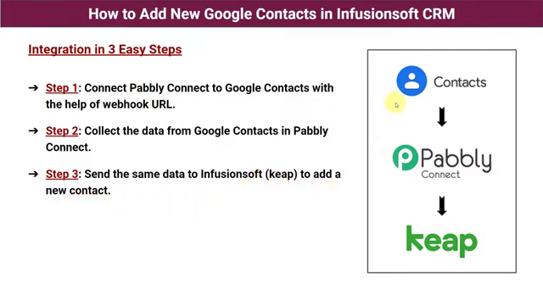Now the details of the new data which we have added in our Google Contact account will be transferred to Pabbly Connect, and I want the same details to be transferred from Pabbly Connect to Keap, so that Keap can create the same contact as a new contact in the Keap account. Okay guys, now let's start with the process.